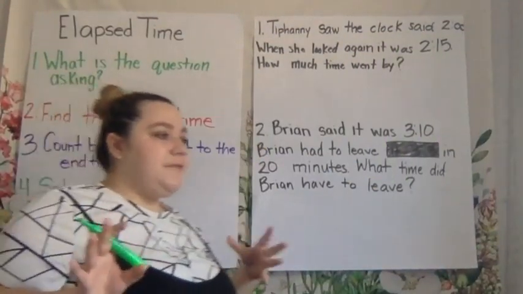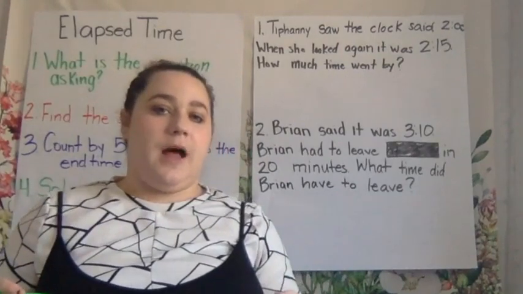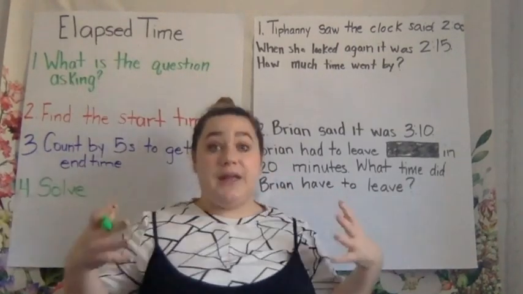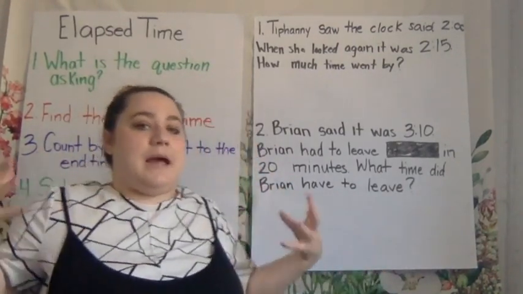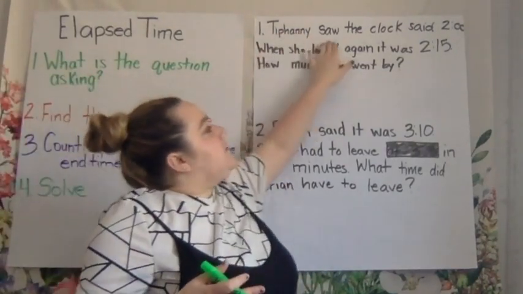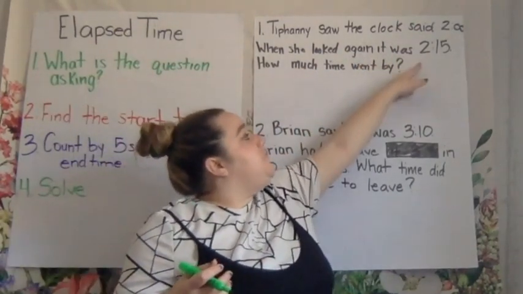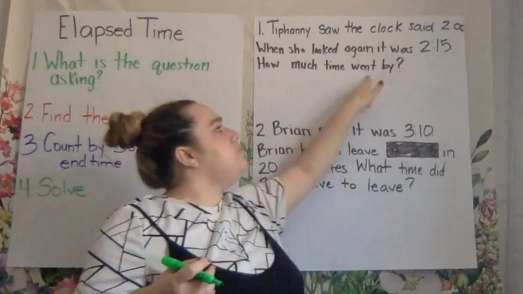This is a little bit different because you're not given any clocks. You have to create your clocks. So we're going to have to move pretty quickly just so we have enough time to get to our exit ticket today. So, number 1, Tiffany saw the clock said 2 o'clock. When she looked again, it was 2:15. How much time went by?